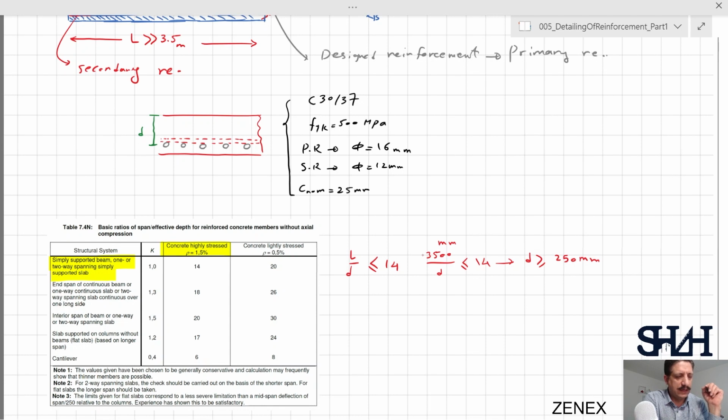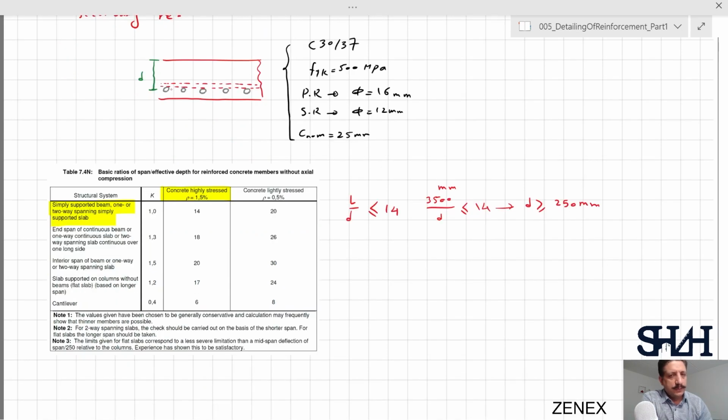We need to calculate what is the required height. So this is up to the middle of the bottom reinforcement, which is 16 millimeter. Now we need to calculate what is this distance. We call it d prime. d prime is the C nominal plus half of phi, and you can consider 10% for the ribs of the reinforcement: 25 plus half of 16 times 1.1.